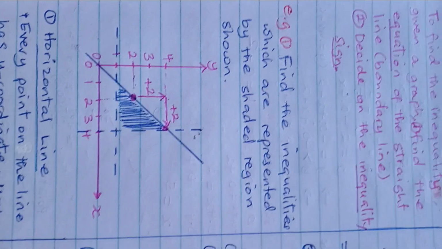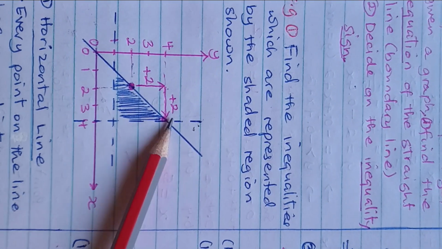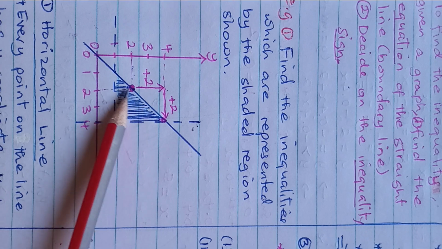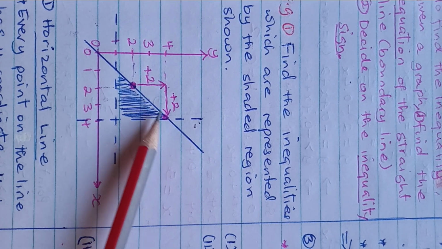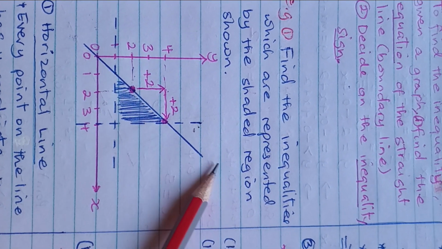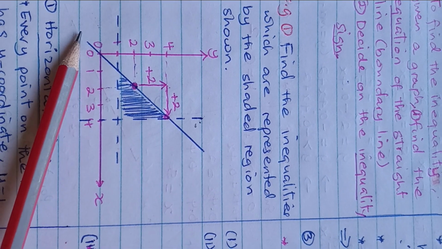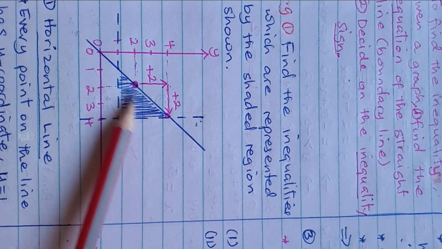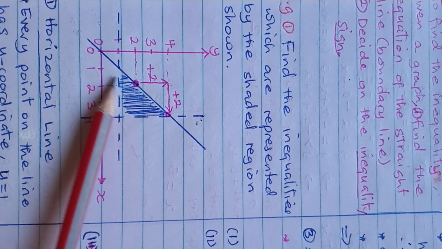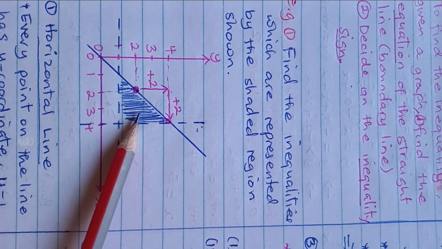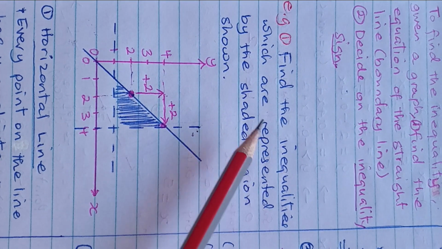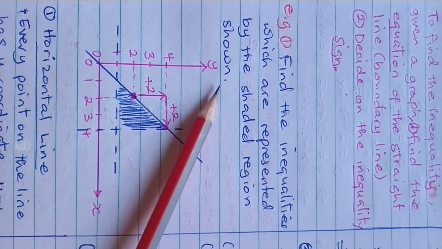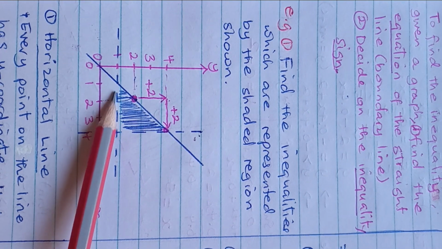You have this shaded region given, and you have three straight lines. So you have these 1, 2, 3 lines, and the shaded region is bounded by those three straight lines. So let's find the inequalities which are represented by the shaded region shown.